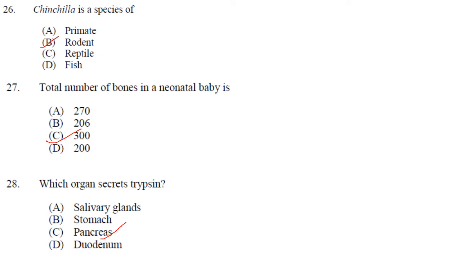Then which organ secretes trypsin? So it is the pancreas that secrete trypsin. Answer is option C. Trypsin is produced by pancreas in an inactive form called trypsinogen. And trypsinogen is cleaved to its active form trypsin by enteropeptidase, which is found in intestinal mucosa. So the answer is option C, that is pancreas.